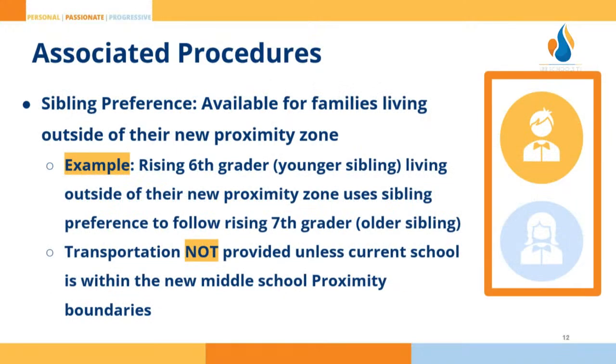Families residing outside their new proximity zone will have the option of a sibling preference. To illustrate, a rising 6th grader, let's say the younger sibling, living beyond the proposed attendance zones could utilize a sibling preference to align with a rising 7th grader, the older sibling. It's important to note that district transportation will only be provided if the current school is within the new middle school proximity zones.